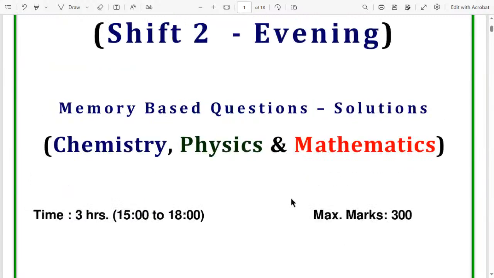Dear students, this exam was conducted on 2nd April 2026, Shift 2 evening, and as you know, the exam duration is 3 hours. It was held from 3 p.m. to 6 p.m., and the reporting time for entry was 2 p.m. The maximum marks for this exam is 300 marks. There will be 75 questions, and for each question you will get 4 marks. That means 75 into 4, you are going to get 300 marks. Let us see the questions.